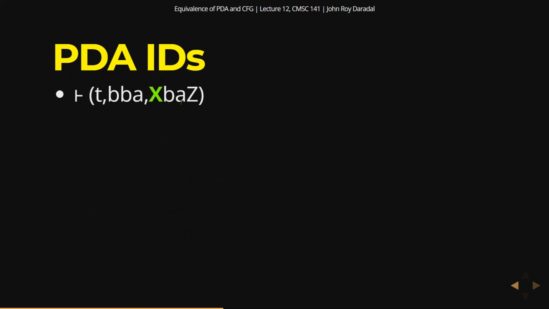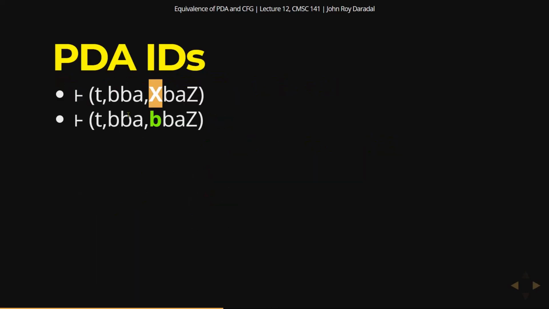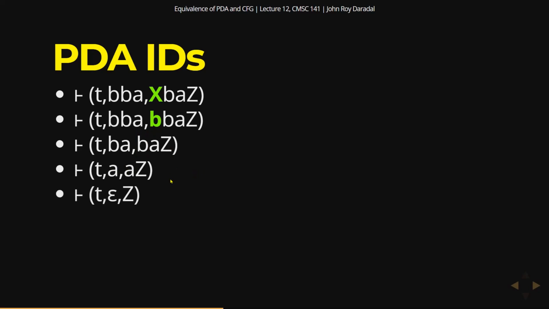So this is the remaining ID. And then after that, X can be replaced with another B, right? Because that's possible here, X to B. And then we can pop off B here since that's the same. We can pop off the B here since it's the same. And then we can pop off A since it's the same. And then we are eventually left with T epsilon Z.